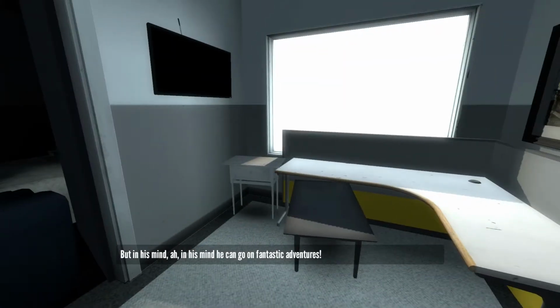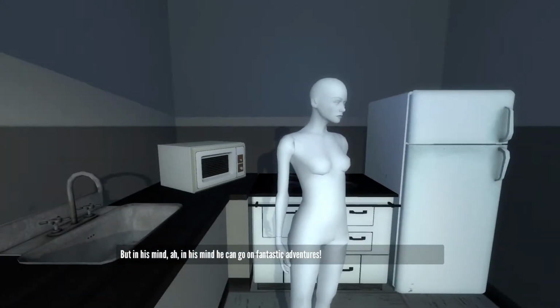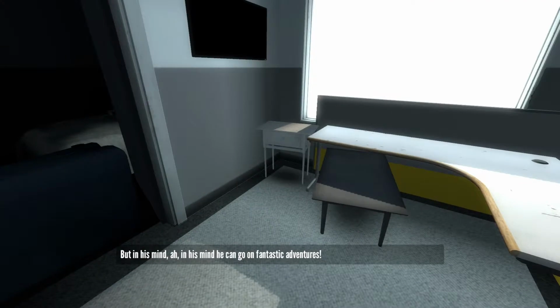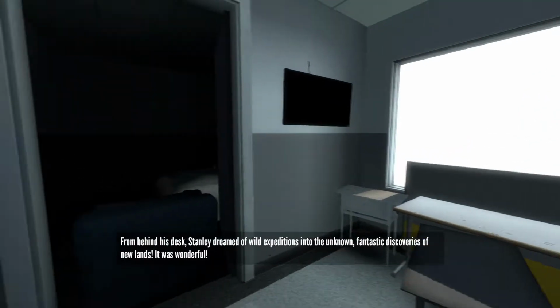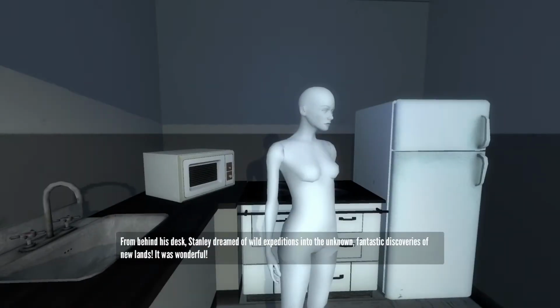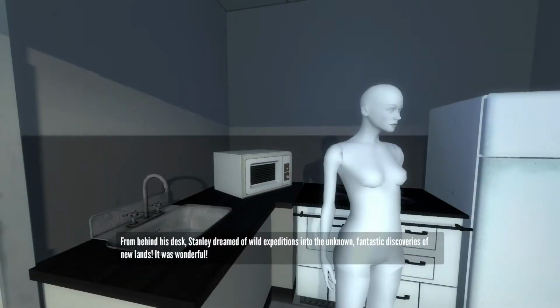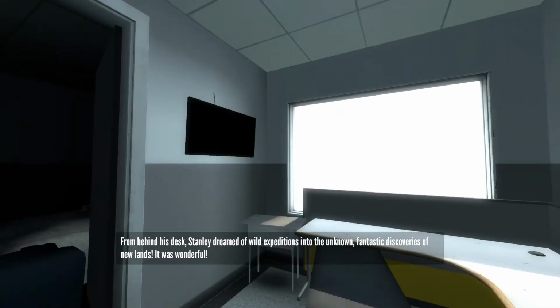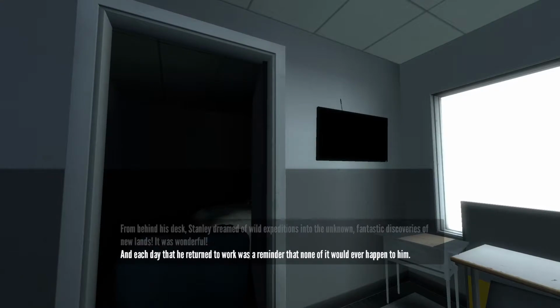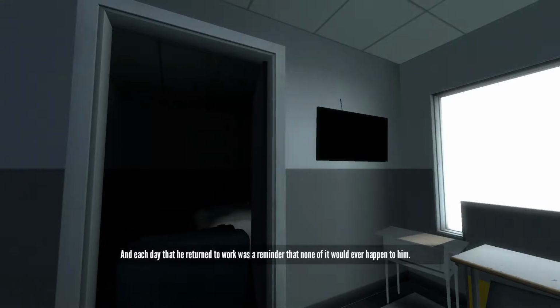But in his mind, he can go on fantastic adventures. From behind his desk, Stanley dreamed of wild expeditions into the unknown, fantastic discoveries of new lands. It was wonderful, and each day that he returned to work was a reminder that none of it would ever happen to him.